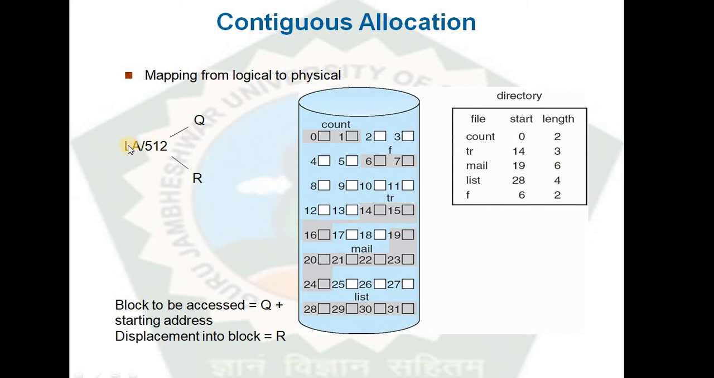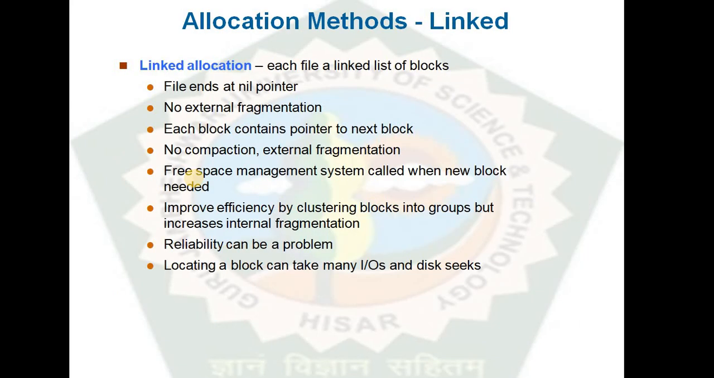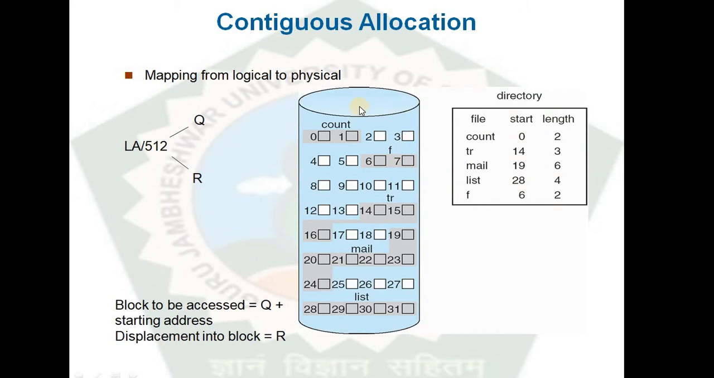And this is how it looks. It is the file name, the size of that particular file, the starting block address, and the displacement into that particular block that is to be accessed. Next file allocation method is the linked file allocation method. Before that, the contiguous file allocation method has some problems associated, mainly the external fragmentation problem, जो हमने पहले भी डिस्कस की थी.